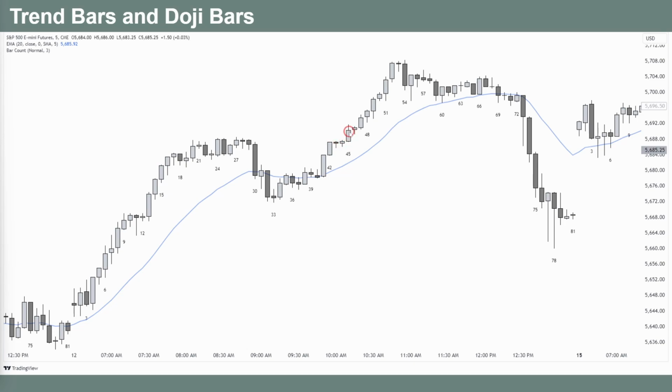Here, when we break out of the range, we don't see as many dojis. It goes to trending again. We open at a lower price and close at a higher price. Open, close, higher and higher. And then when we go sideways, we see more dojis again. So the market's either trending or range-bound with dojis.